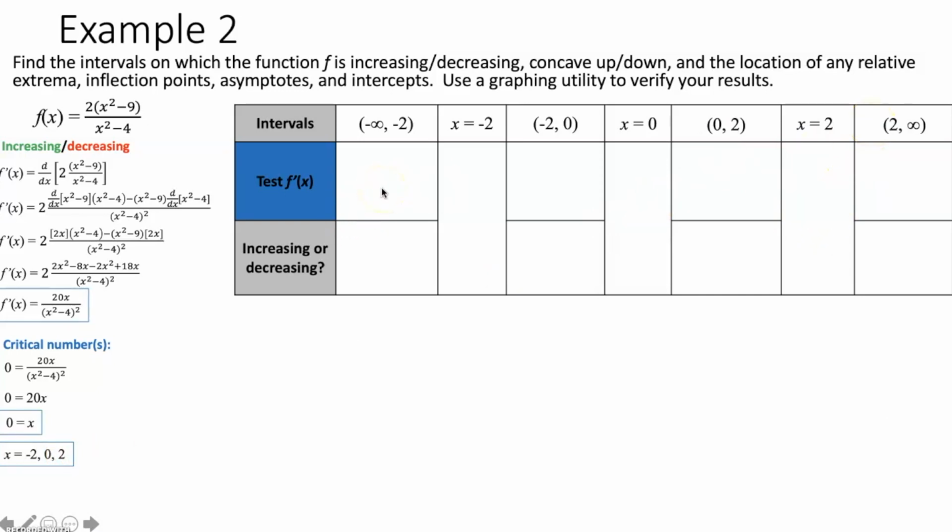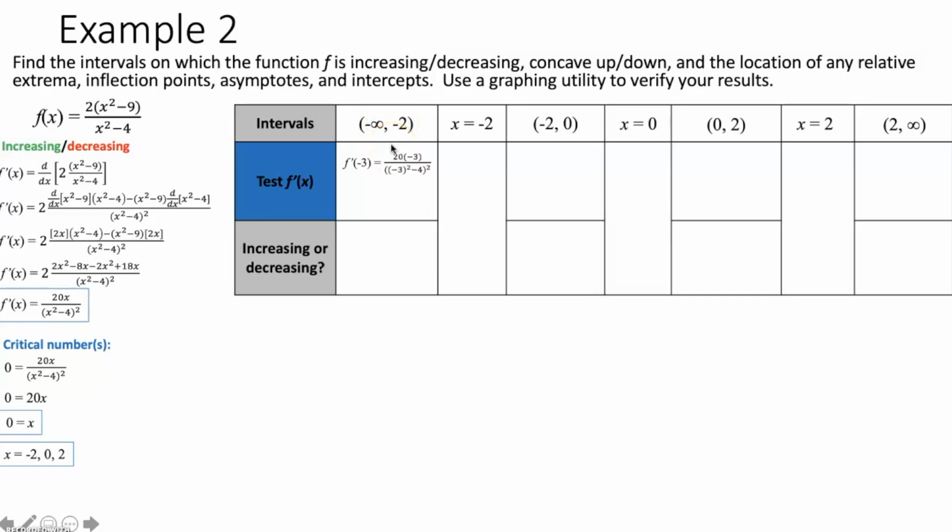Now, let's determine where this function is increasing or decreasing. To do that, we're going to pick test x values on each of these intervals to plug in to our first derivative and determine what sign we get out. If we get out a positive number, it means the function is increasing. If we get out a negative number, it means the function is decreasing. So let's first start by picking a test x value on this interval.